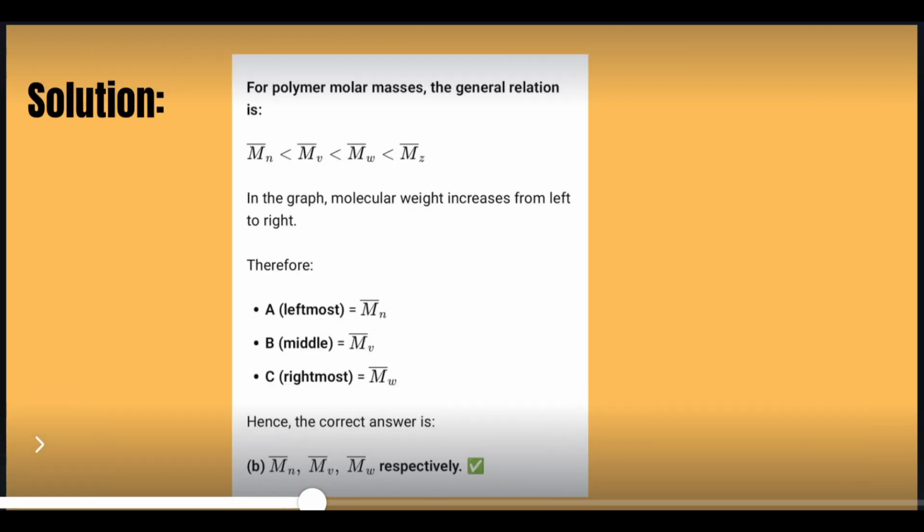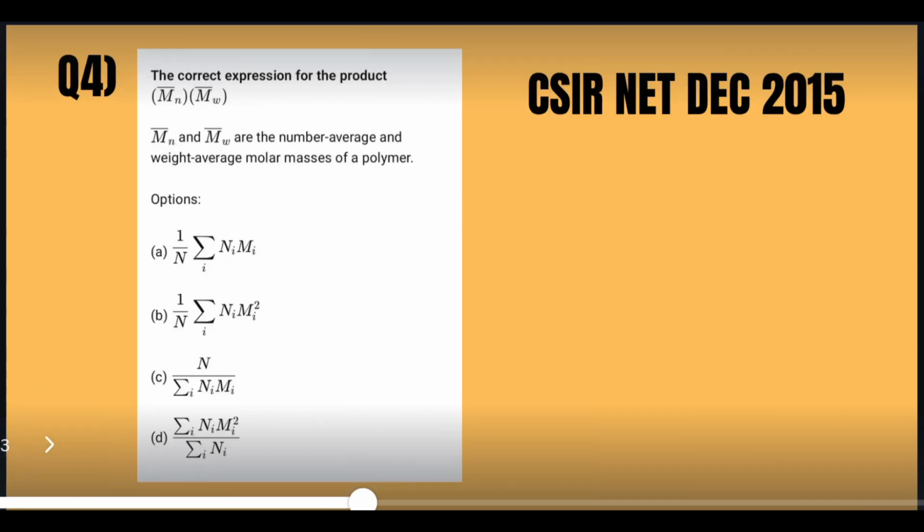For a polymer, the general relation of molar masses is Mn bar less than Mv bar less than Mw bar less than Mz bar. In the graph, molecular weight increases from left to right. Therefore, A, leftmost, is equal to Mn bar, B, middle, is equal to Mv bar and C, rightmost, is equal to Mw bar. Hence, the correct answer is option B, Mn bar, Mv bar and Mw bar respectively. So, we'll move to the fourth question.